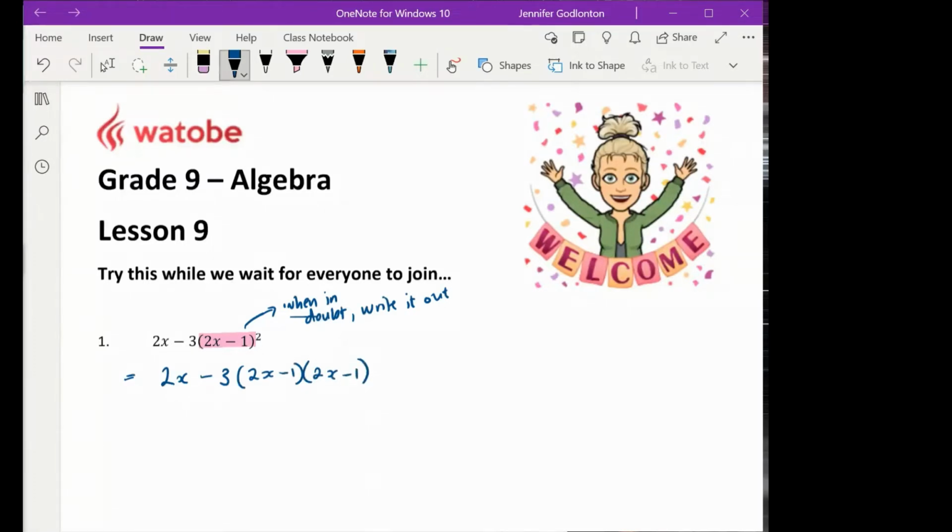Okay, so if you got to this point and you recognized that you had to write that bracket out twice, or if you did it the quick way and you multiplied it out twice, and so you got 4x squared minus 4x plus 1, you can give yourself a mark. That's for recognizing that it's being squared. So well done for anyone who did that.